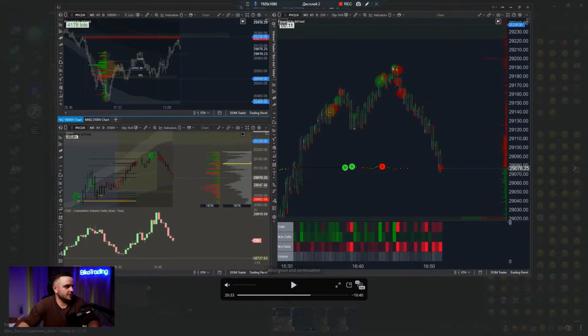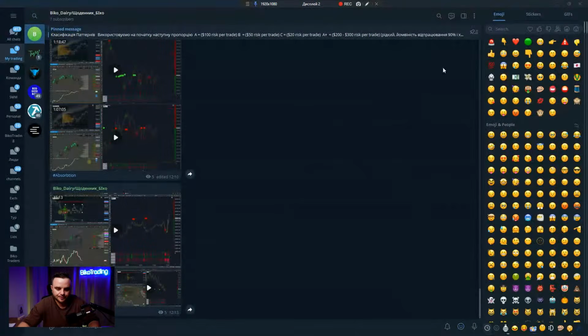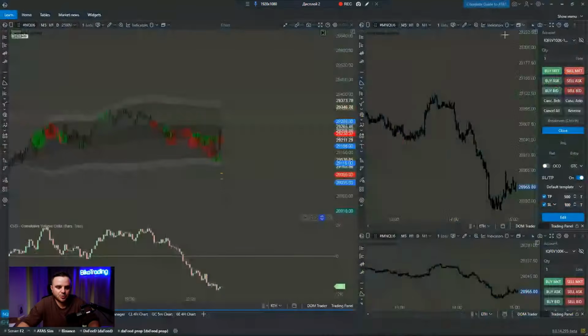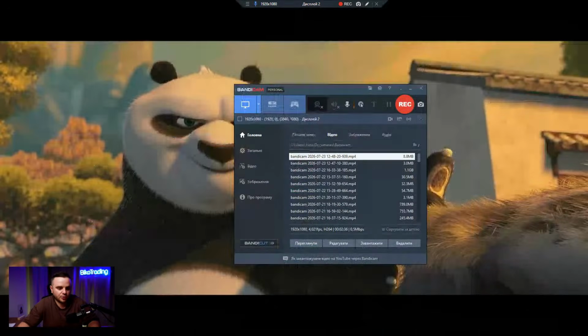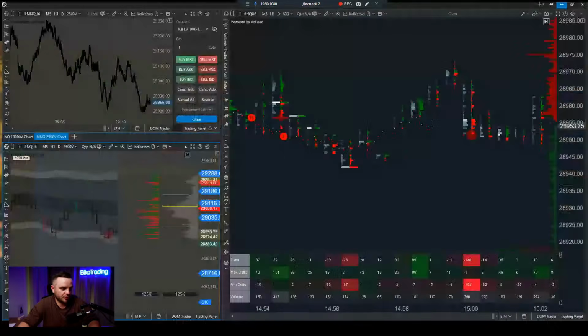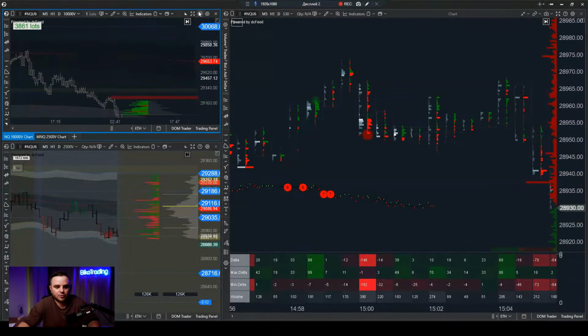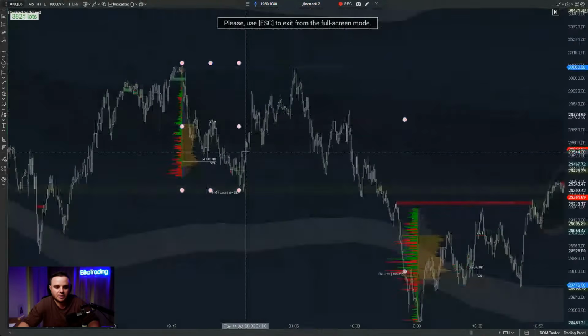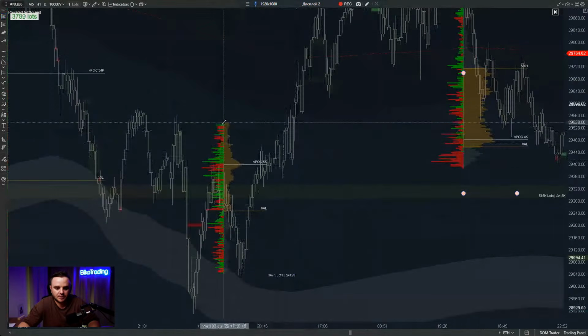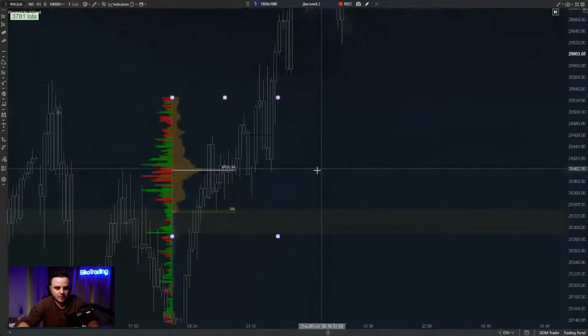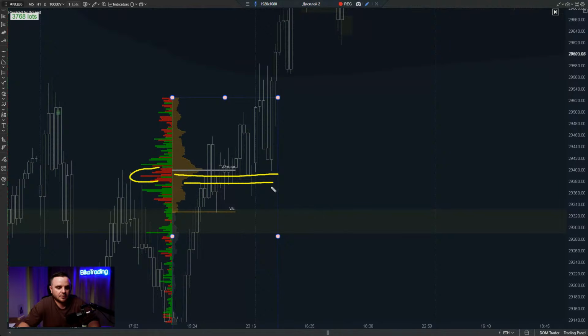Okay, my friends, regarding absorption, one of the most beautiful setups, I prefer to use the delta profile. From my point of view, the delta profile is one of the greatest indicators that you can use for absorption. For example, like here, the delta profile helps you to see where a significant seller appears. I love to use absorption against the trend.